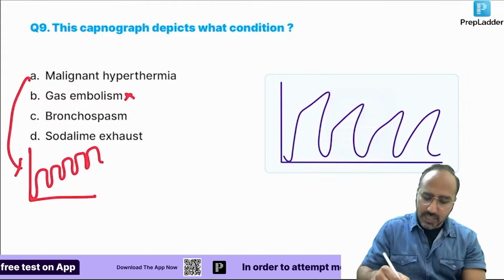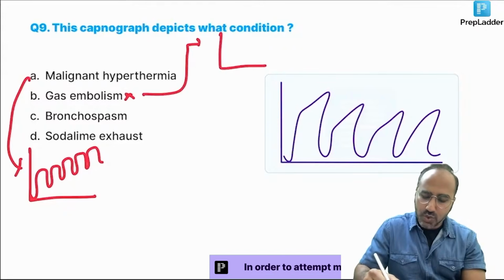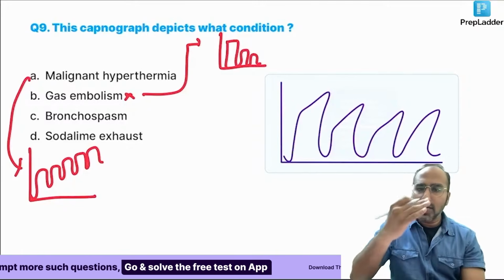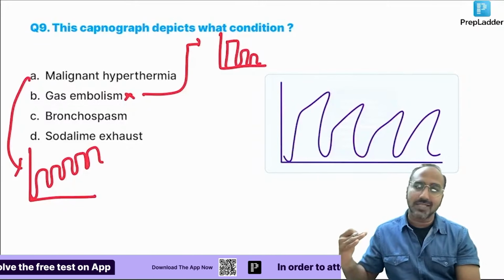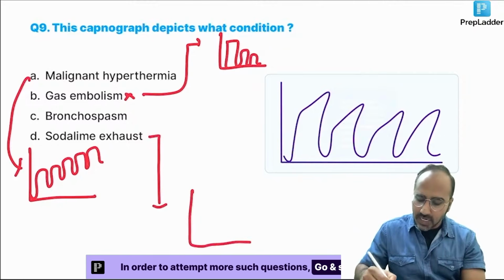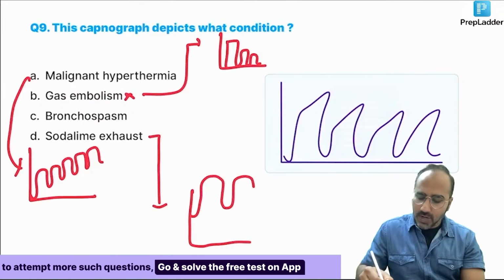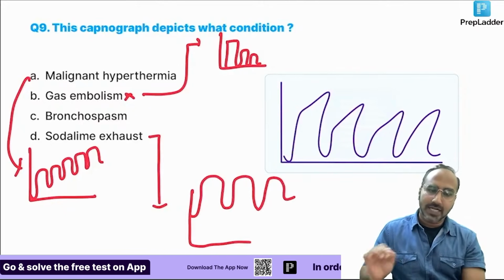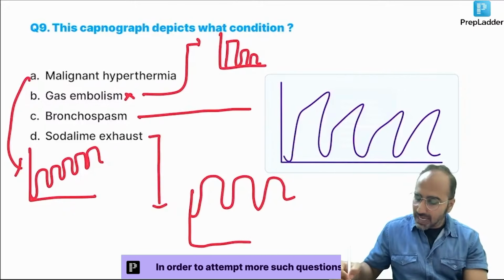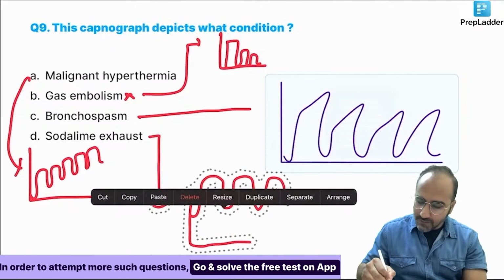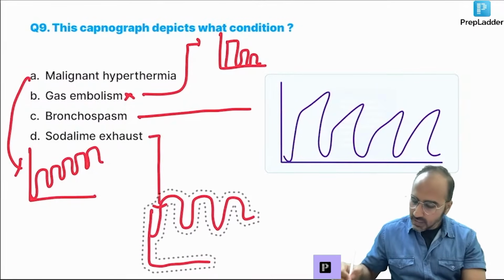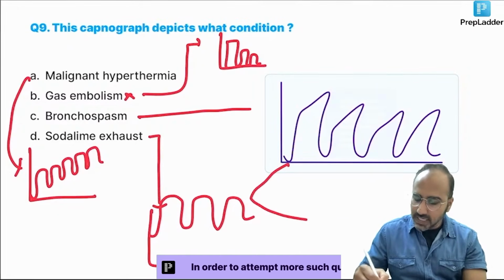Gas embolism, usually gas embolism means venous air embolism. The capnograph shows a gradual, decreasing trend. In case of soda lime exhaustion, you will see the capnograph value above the baseline. That is soda lime exhaustion. Okay? What does this capnograph indicate, guys? This looks like a shark fin. So this is shark fin capnography, which is indicative of what?